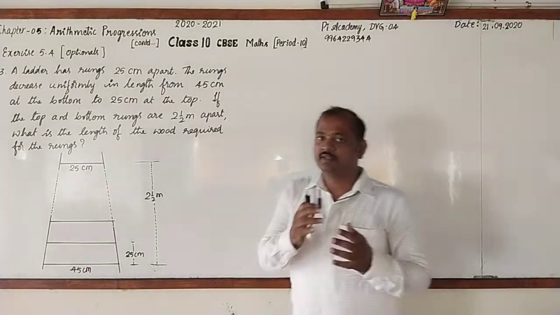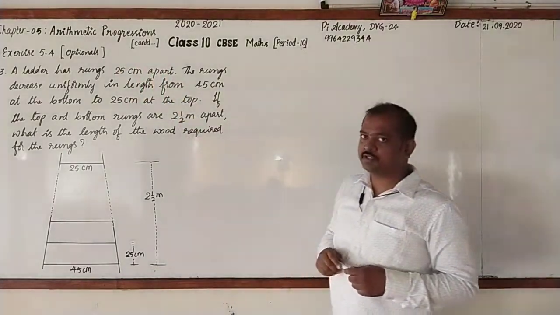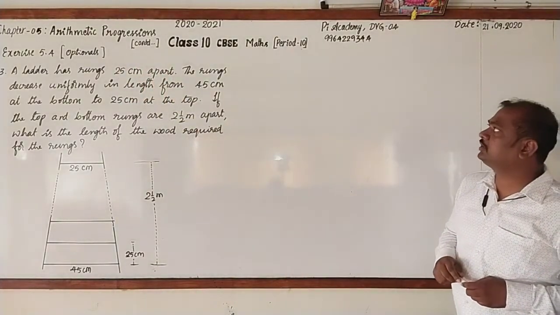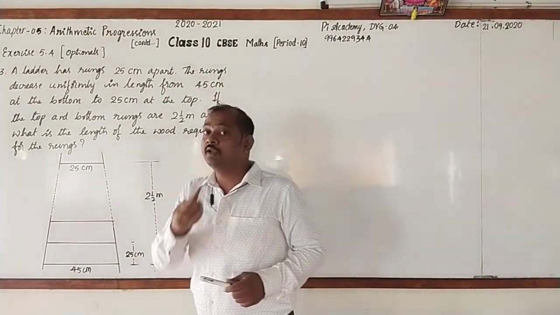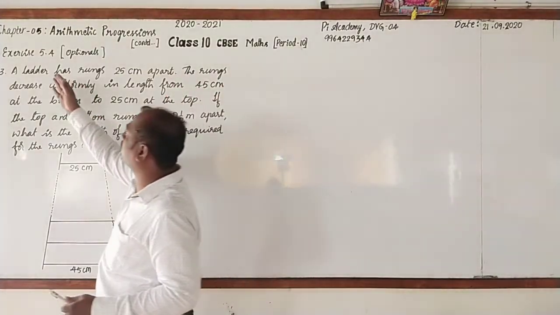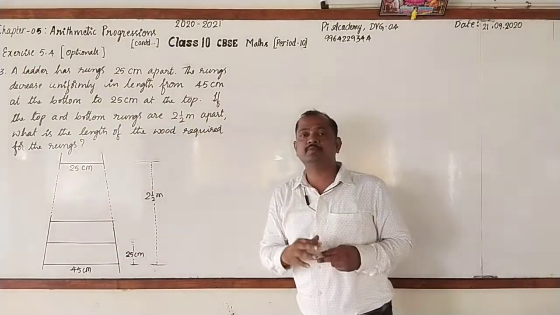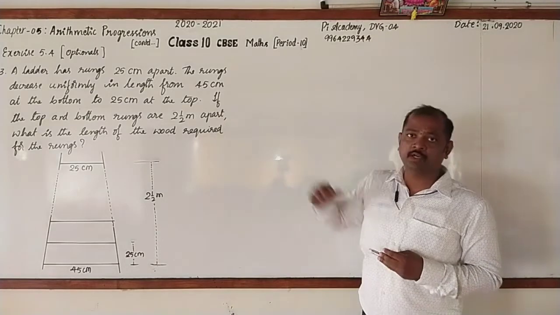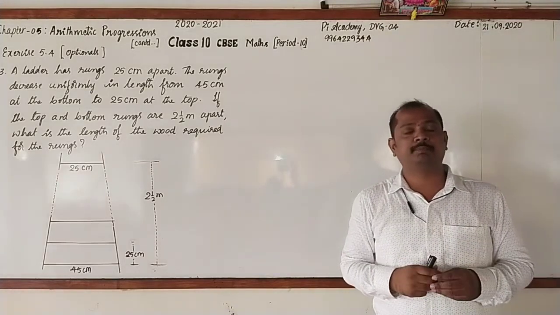Dear students, in the last class we were discussing the chapter arithmetic progressions, right? Now let's continue this, and remember this is the 10th period of this chapter. In the 9th period we were solving the problems in exercise 5.4. In that, two problems were completed. Now it is the third one, and before going to that, let me show you yesterday's question paper.